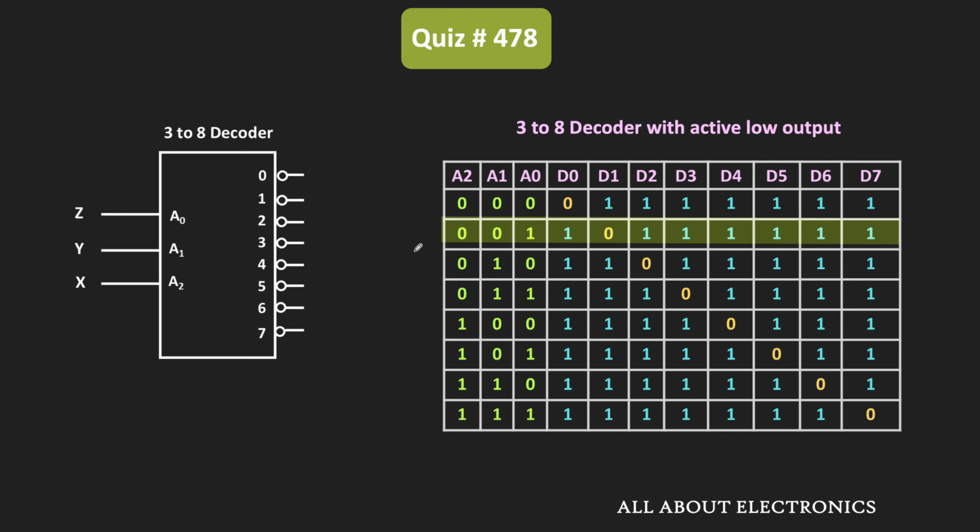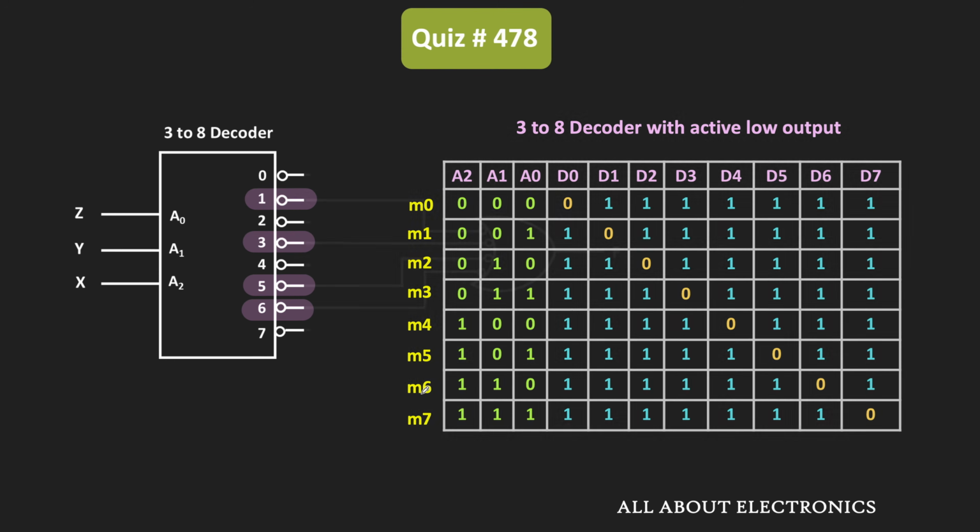Likewise, when the input combination is 0, 0, 1, then the first output will become 0. And likewise, for the different input combinations, the specific output will become 0. Here, this X input is connected to the A2 input, while the Y and Z inputs are connected to the A1 and A0 inputs. Each possible input combination represents a specific minterm. For example, when the input combination is 0, 0, 0, that corresponds to minterm M0. And likewise, when all the inputs are 1, 1, 1, that corresponds to minterm M7.